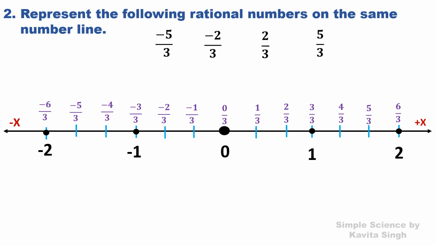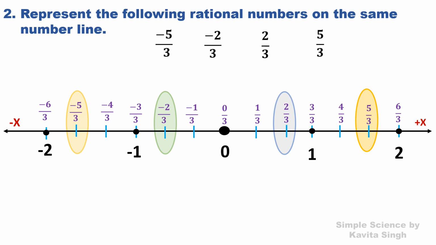only 4 rational numbers on the number line. What are the four rational numbers? Minus 5 by 3. Where is it? Yes, you have located it right. It is here, minus 5 by 3. Next, minus 2 by 3 is here. 2 by 3 is positive, which will be on the right side of the 0, is here. And then 5 by 3 is, yes, correct, here.